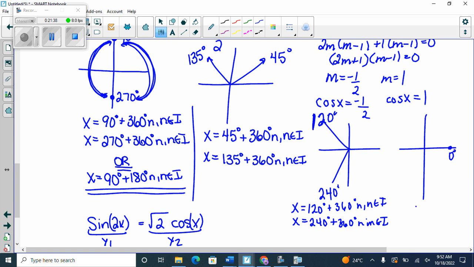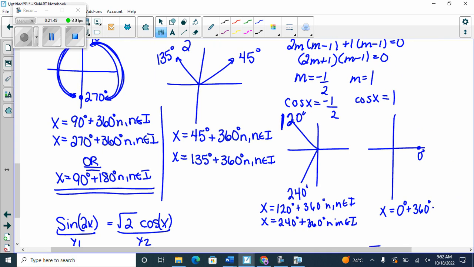Do we have to write the 0? Like if I go 0 degrees plus 360 degrees n, then I'm not wrong, but adding a 0 does nothing, right? So they're literally just going to write 360 degrees n, n an integer.